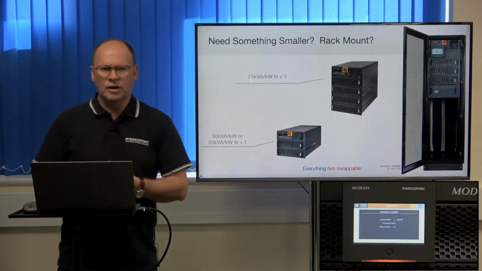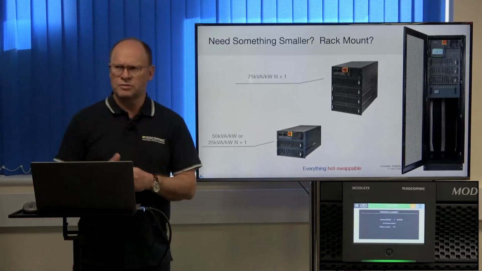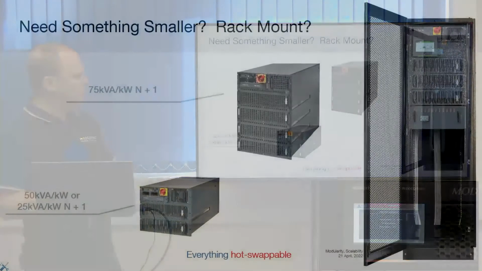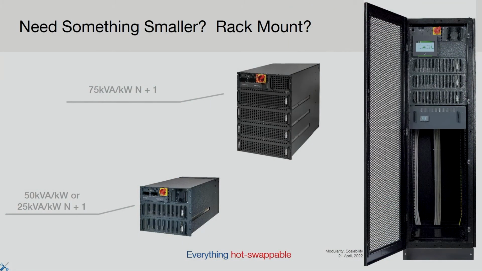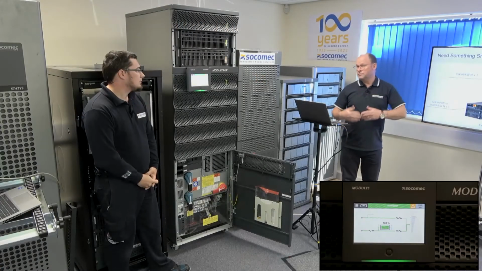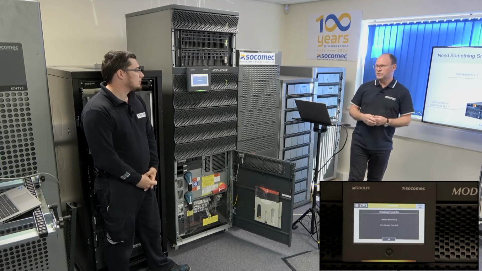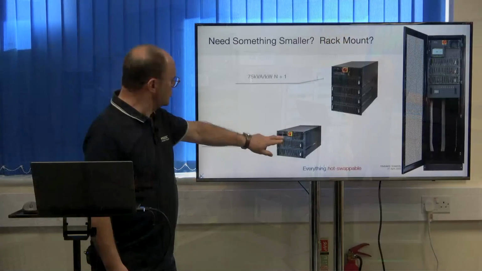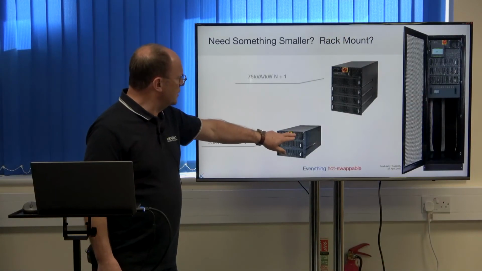We've also got the same modules in a smaller system. So this is 200 kilowatts. We have smaller systems and larger systems as well, but using the same modules, we have another two types here, which might be of interest if you don't need the full 200 kilowatts. We've got a small one here, which has two modules, so it can be run as either 50 kilowatts total or 25 kilowatts N+1, and it's the whole package: modules, power slots, and static bypass.